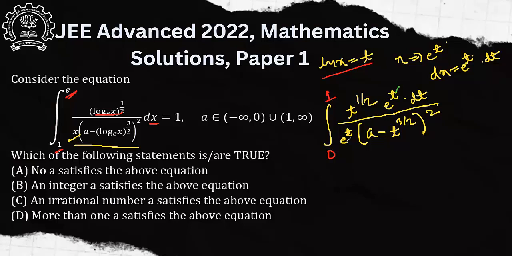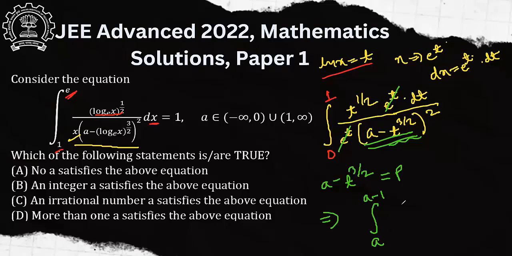Now you see this is getting cancelled here. Next I can see that the differential of t to the power 3 by 2 is 3 by 2 into t to the power 1 by 2. So it is safe to take a minus t to the power 3 by 2, this whole thing here, as p. I'm changing the variable once again. So when t is 0, p will be a. When t is 1, p will be a minus 1. So the limit will be from a to a minus 1.